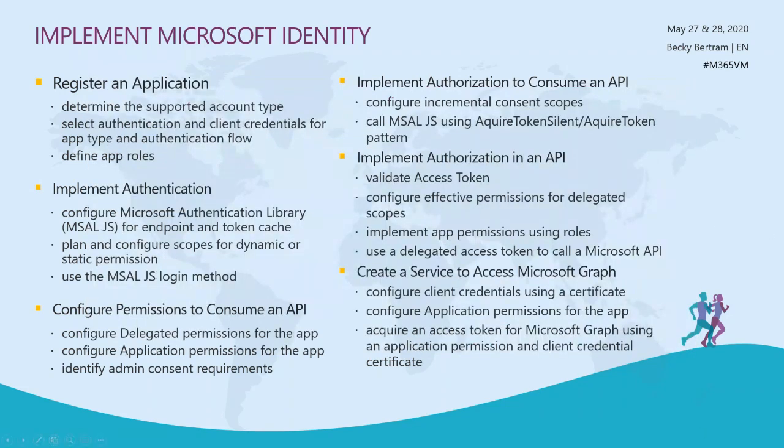Okay. So I'm not going to walk through everything on this slide. We're going to walk through some of these objectives, but the overall objectives are knowing how to register an app, how to implement authentication, how to configure permissions to consume an API, how to implement authorization to consume an API, how to implement authorization in an API, and how to create a service to access Microsoft Graph. The main thing to keep note of here is that you really need to know how to use Azure AD to do app registrations within the Azure portal. So I'm not going to walk through that whole process, but that's a lot of what this comes down to.